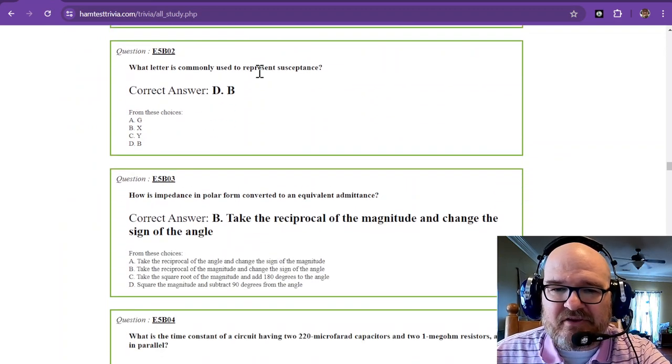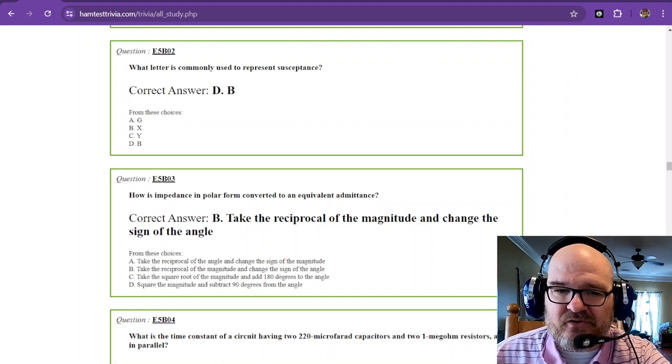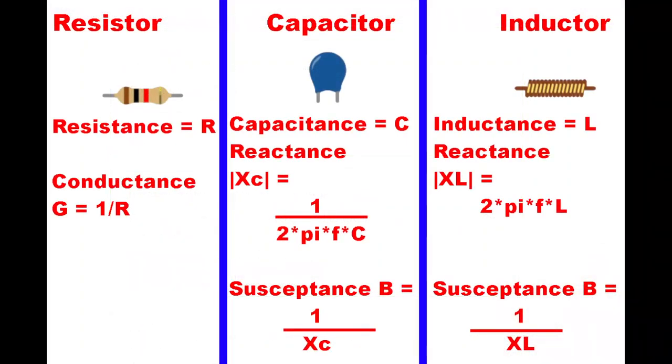What letter is commonly used to represent susceptance? Susceptance is the letter B, so you do need to remember that. If we look at this wonderful little chart that I made here, for resistors, the resistance is R. Conductance is G equals 1 over R, the reciprocal. Capacitance is C, but capacitive reactance is 1 over 2 times pi times the frequency times the capacitance in farads. Susceptance is just capacitive reactance inverted. So it's the inverse, 1 over XC.